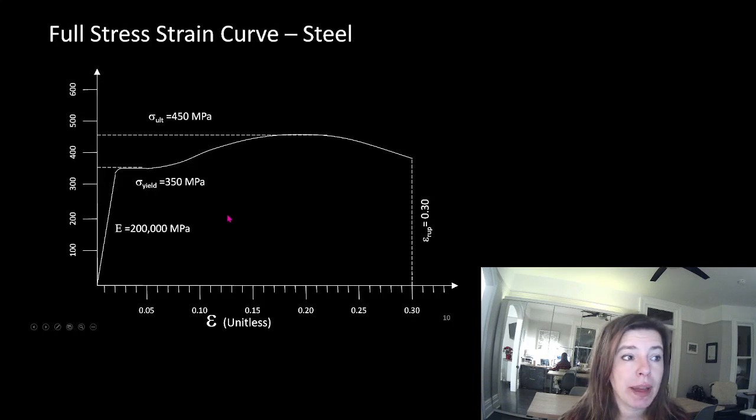All right, here's a reminder, our full stress strain curve. Yield stress is 355 MPa unless we've hot rolled the section, and then it's 345. But remember, that's the stress we care about. Except for every now and then, for a few discrete calculations, we'll use the ultimate stress of 450 MPa. But most of the time, 350 MPa, or 345 if it's hot rolled, is the value we care about.